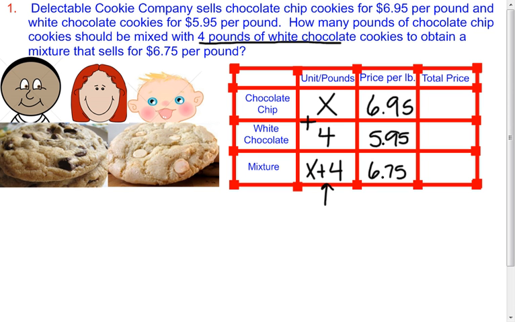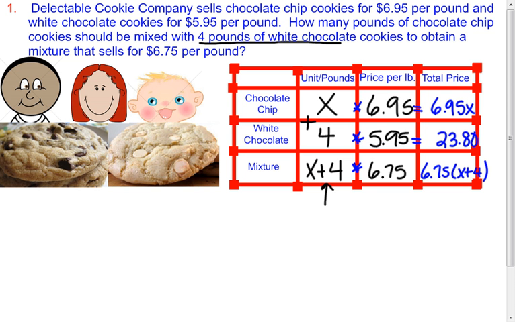To get your total price, you always take however many pounds you're going to sell times your price per pound. Just like in the motion problems, you multiply these together. So 6.95 times x will be 6.95x, 5.95 times 4 will be 23.80, and x plus 4 times 6.75 will be 6.75 times x plus 4.